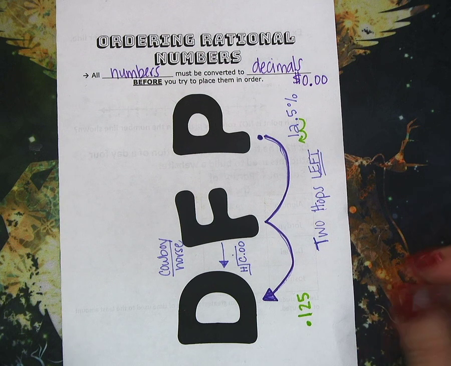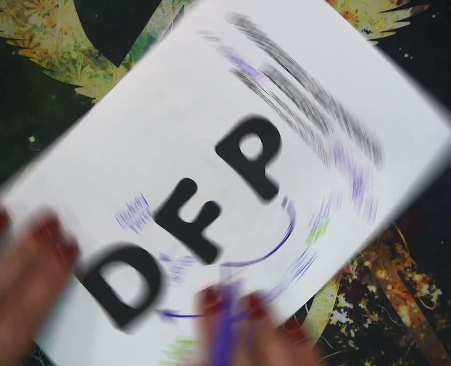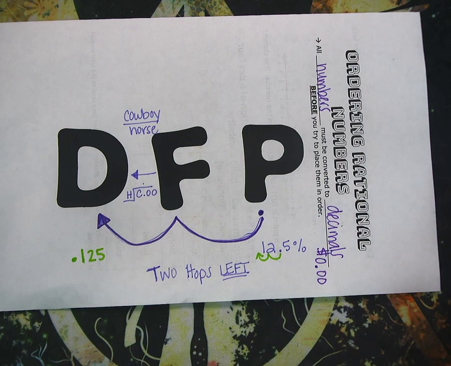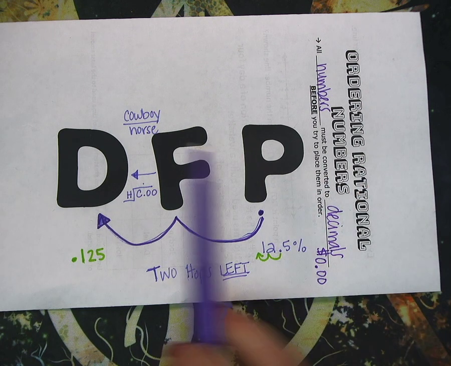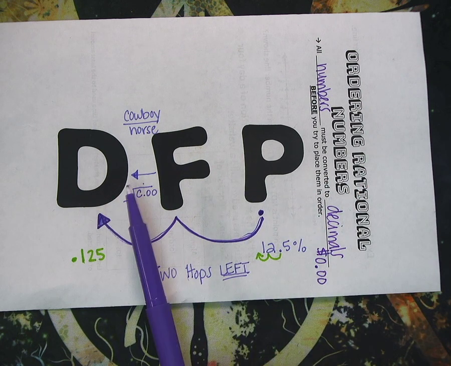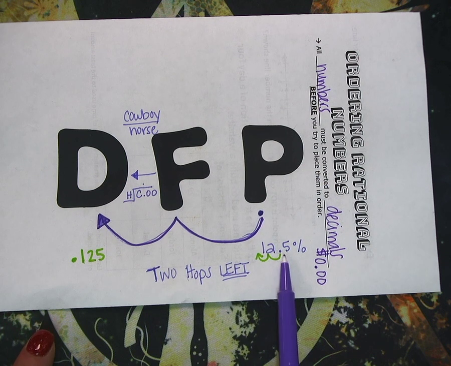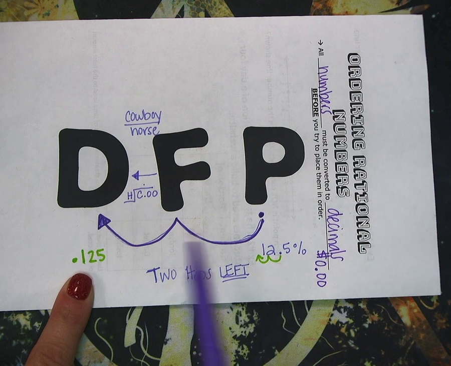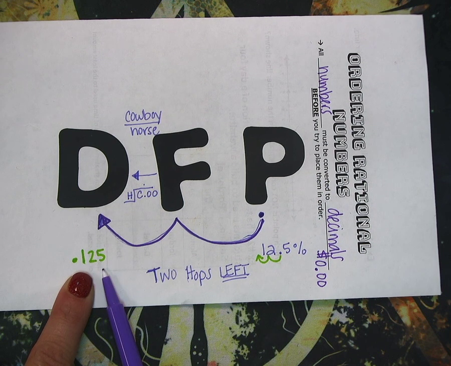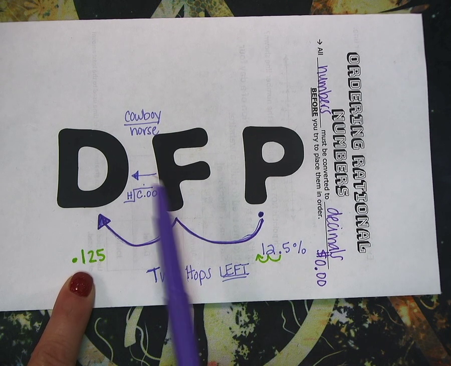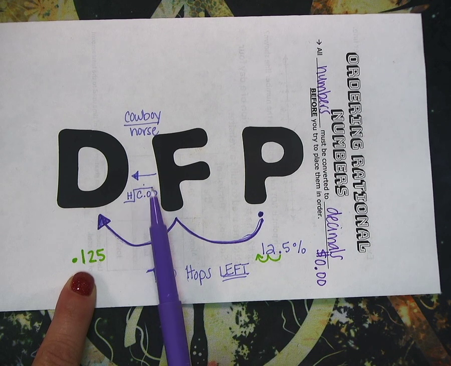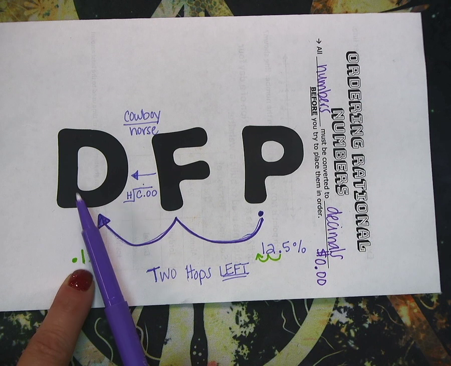So all numbers, we want them to look like decimals. So in order for them to be converted to decimals, which we've already learned how to do using DFP, if it is a percent, we will take that percent and grab the decimal and double hop twice, and now it is a decimal. Okay? If it's a fraction, we're going to label our cowboy and horse and then boots, hat, donut, donut, and we're going to divide to make our decimal.